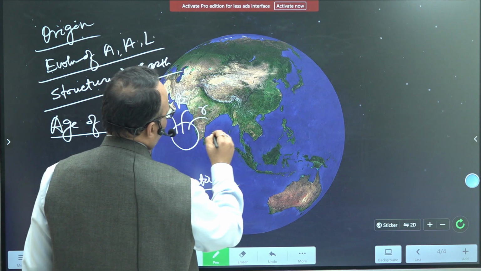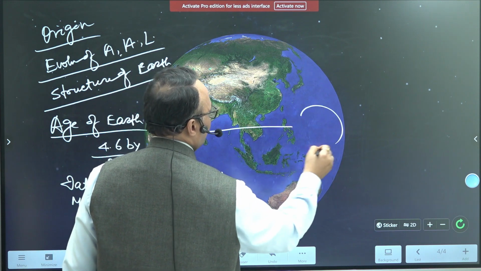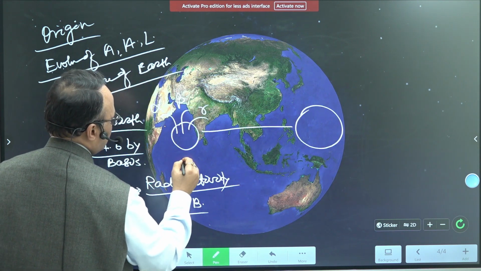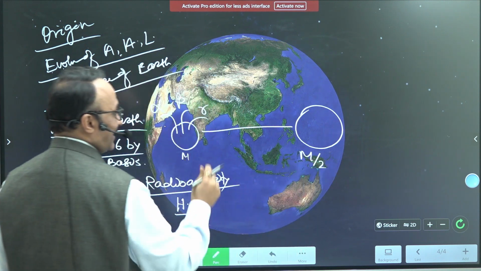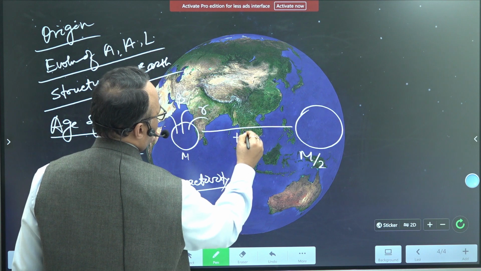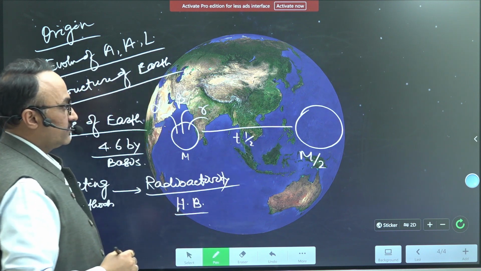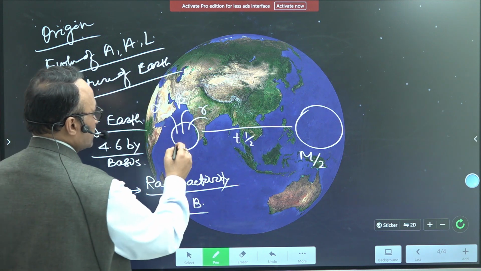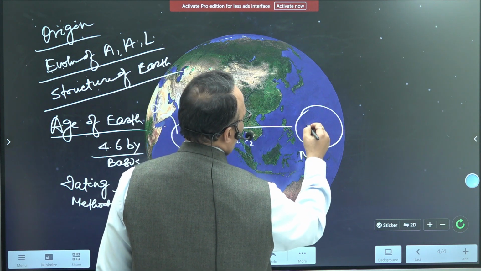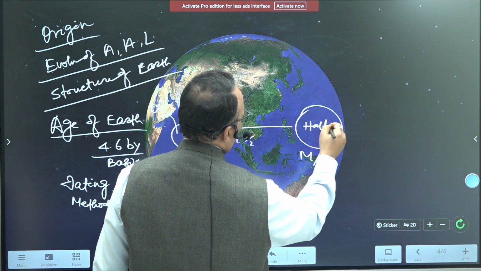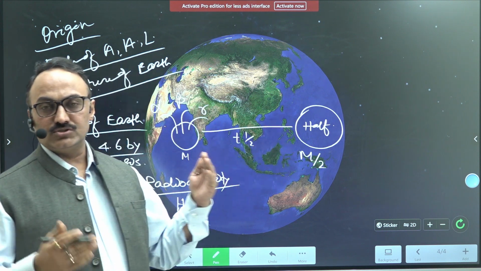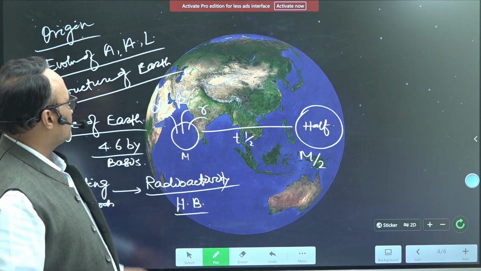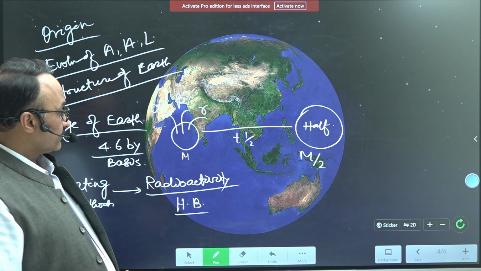And after a certain duration of time, its mass is converted into half. That duration of time is called the half-life period. So this mass is getting converted into half. This is the basic concept that we use in geography for dating the rocks of the earth.